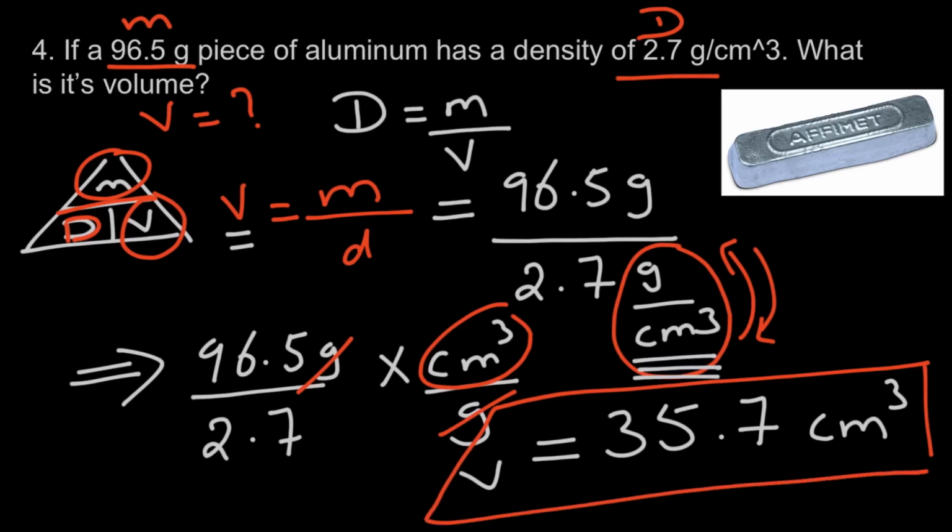Again, you have to have three significant figures because in here we have three significant figures, which is 9, 6, and 5. Okay, I hope this whole video was helpful.